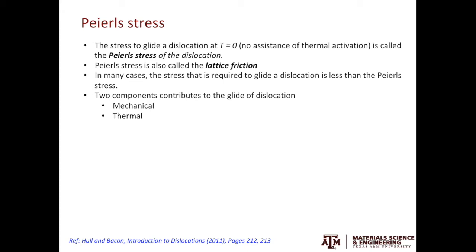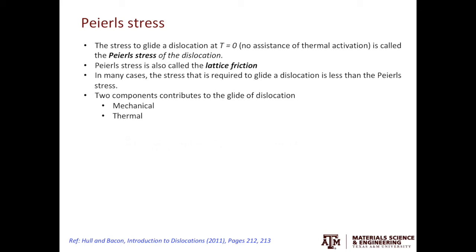Peierls stress is also referred to as the lattice friction. As the name suggests, the larger the lattice friction, the more difficult it is to glide the dislocation. In many cases, the stress that is required to glide the dislocation is less than the Peierls stress. The reason is that there are two components contributing to the dislocation glide. One is mechanical, one is thermal. If we are above 0 K, then the thermal activation can help the dislocation glide as well, thus lowering the mechanical part.